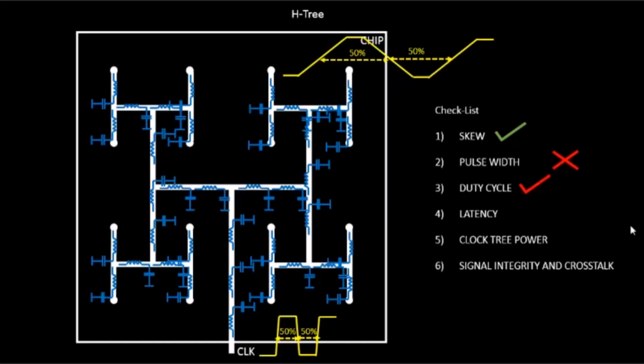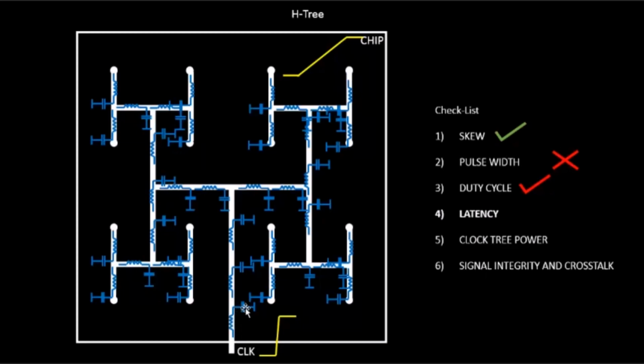Hello everyone. In this video, let us try to look into the remaining quality check parameters of the clock tree, which is latency and the clock tree power. So let's move to latency first. In this case, the latency, or the time required for the clock to reach from this point to this point, let us try to calculate that value first.